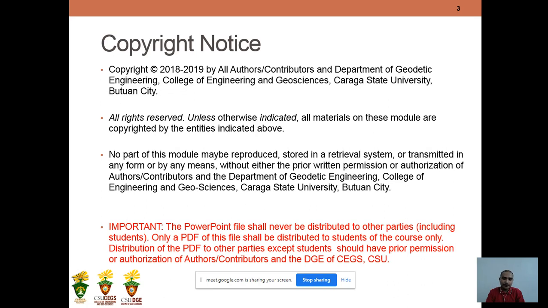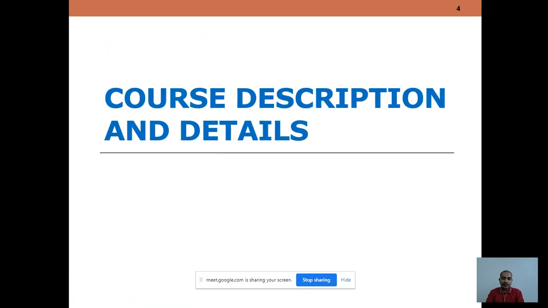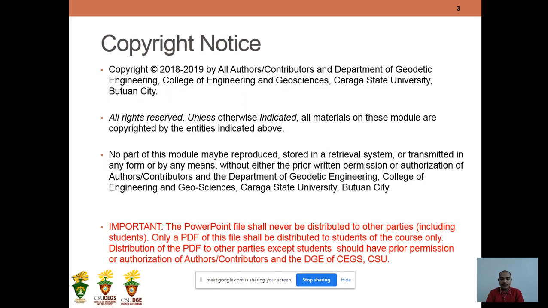The important part of this copyright notice is that only the PDF file is given to you as students, and you are not allowed to distribute any of these materials of the course, or even the lecture notes for this orientation, without authorization or permission from the authors of the material, and from the Department of Geodetic Engineering and the Caraga State University.